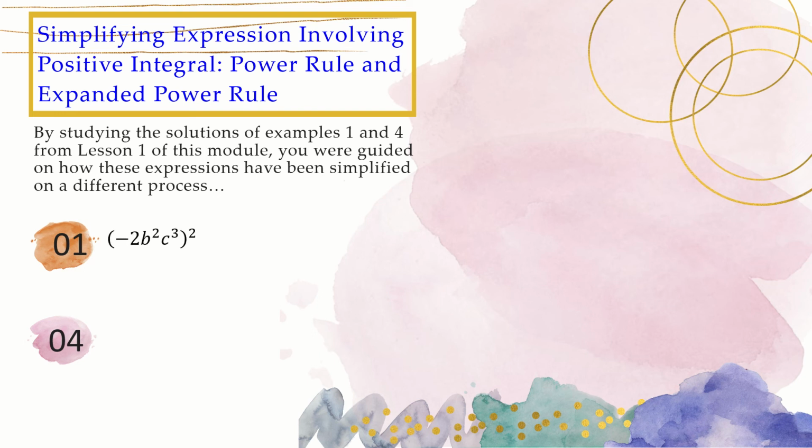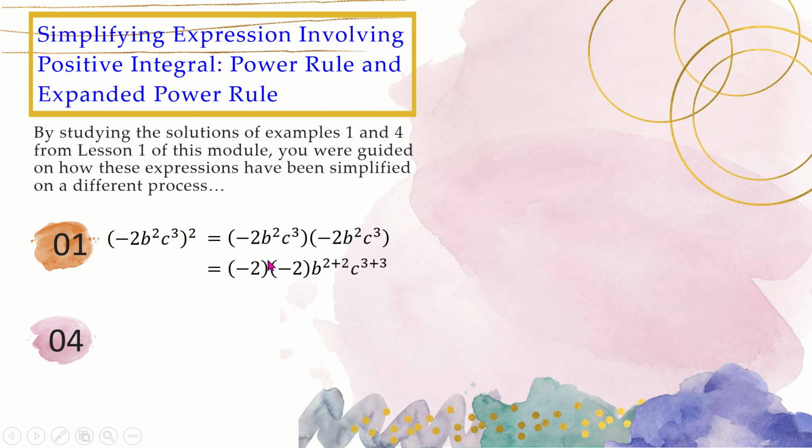Okay, we have here example 1 in module 1. We are given the square of the product negative 2b squared c cubed. The exponent 2 means we multiply what is inside the parentheses by itself: negative 2b squared c cubed times negative 2b squared c cubed. Twice, so the exponent outside the parentheses is 2.